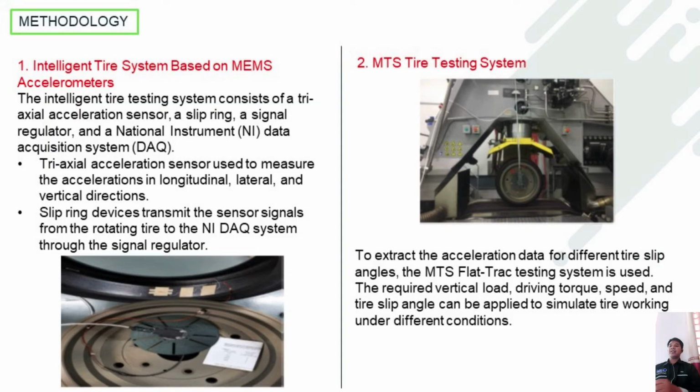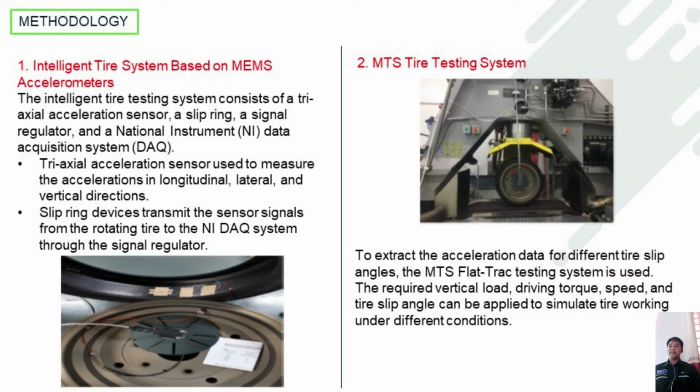So for the methodology, the researcher used 2 sensors for this study. The first sensor is a 3 axial acceleration sensor, and the second sensor is a slip ring device. The 3 axial acceleration sensor is able to measure the acceleration in longitudinal, lateral and vertical directions. But for this study, the researcher wants only the acceleration in the longitudinal direction. The slip ring device is able to transmit the sensor signals from the rotating tire to the NI DAQ system through the signal regulator.